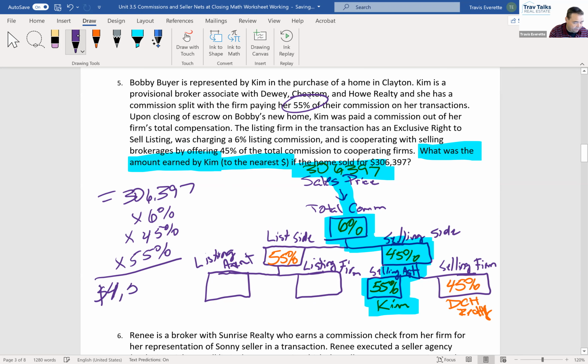I got 4,549.9954. So basically they want it to the nearest dollar. So that looks like $4,550 to me. Okay, but let me check my math again. 306,397 times 6% times 45% times 55%. Yep, same number. So 4,550, because they want it to the nearest dollar. So $4,550. Follow the tree.